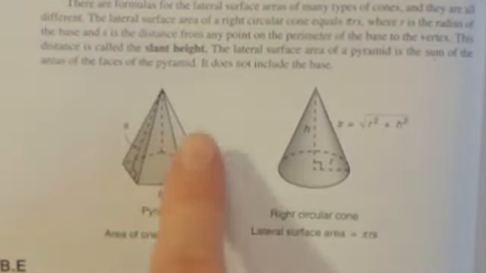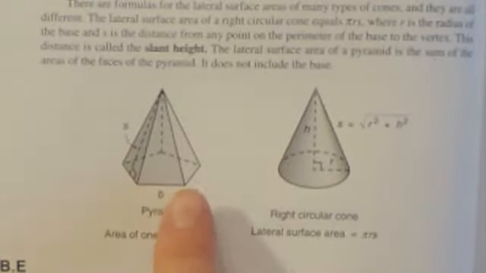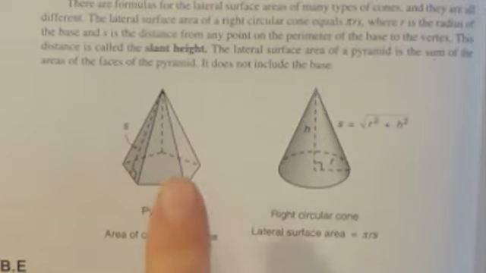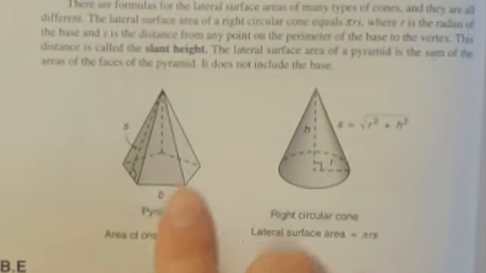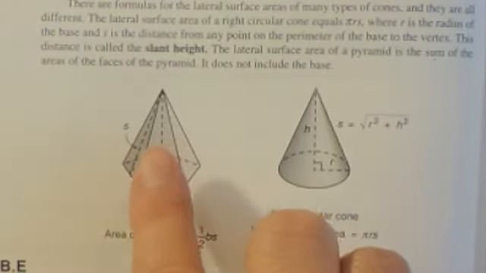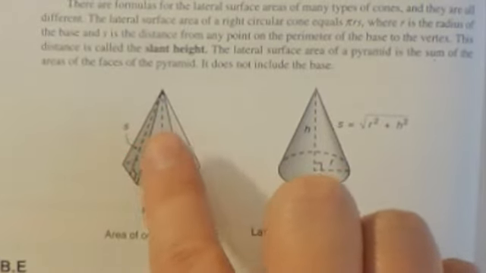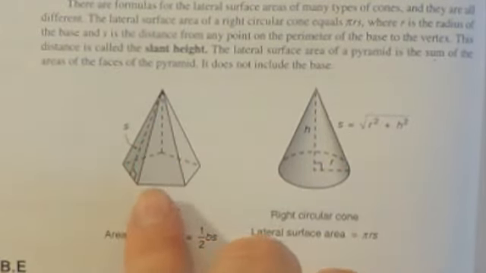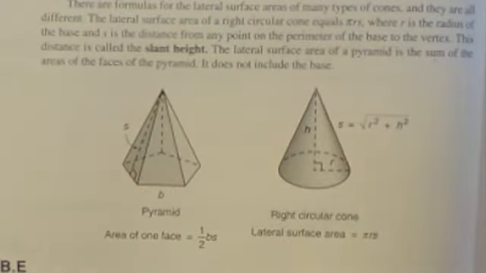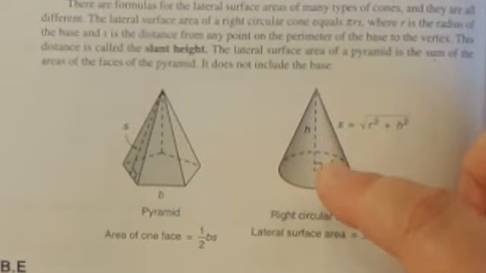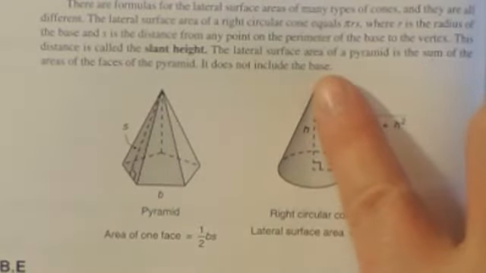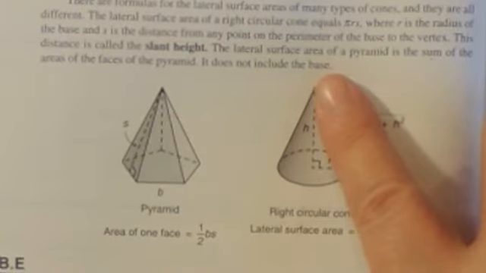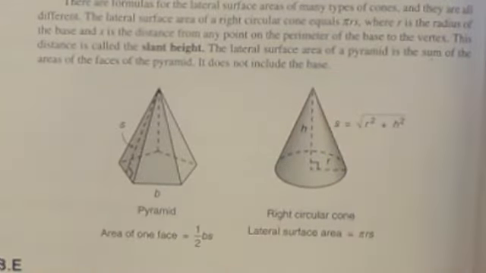And then your lateral surface area is going to be the sum of all the faces. To find the total surface area, you're going to find the lateral surface area, the sum of the areas of the faces, plus the area of the base, and that's going to be the total surface area. Okay, the lateral surface area of the right circular cone is pi times the radius times the slant height. And then to get the total surface area, you're going to add the surface of the base.